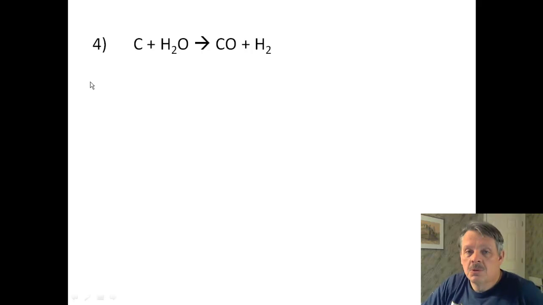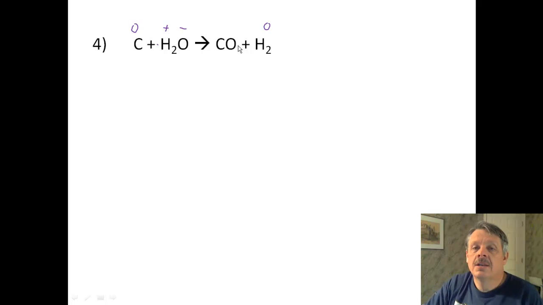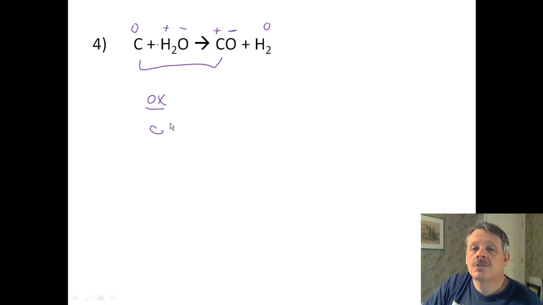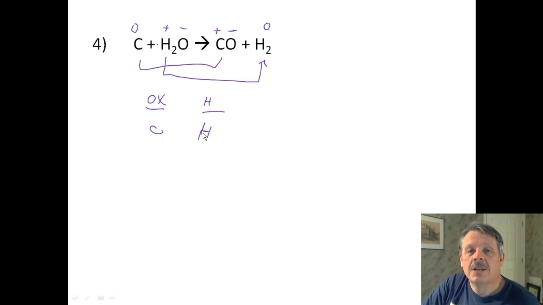Alright, how about this one? Carbon has no charge when it's an element. Hydrogen on the right has no charge when it's an element. Hydrogen, when it's bonded with oxygen, is positive, and oxygen is negative. And carbon can be either positive or negative, but because oxygen is negative, carbon is going to have to be positive. So carbon has lost electrons, so the thing that's oxidized is carbon. Hydrogen has gained electrons, so hydrogen has been reduced. And oxygen has remained negative in both cases, so it's a spectator, so it doesn't count.